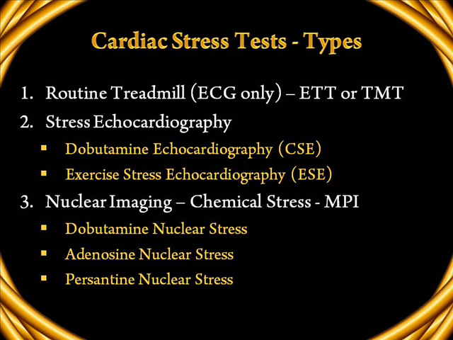Okay, the third type of stressor or stress testing for the heart is the nuclear imaging, also called MPI, myocardial perfusion index. The MPI is calculated using a chemical stress. Either dobutamine is used or adenosine is used or persantine is used to increase the workload of the heart and see the perfusion of the myocardium using a nuclear tracer, either technetium or we use the other nuclear chemical called thallium. Either stress thallium or stress technetium can be used using dobutamine, adenosine and persantine.